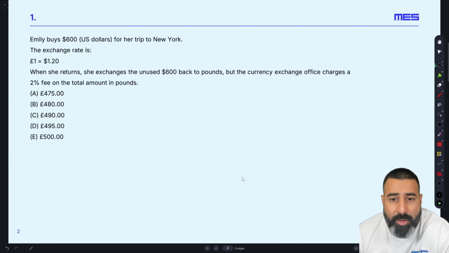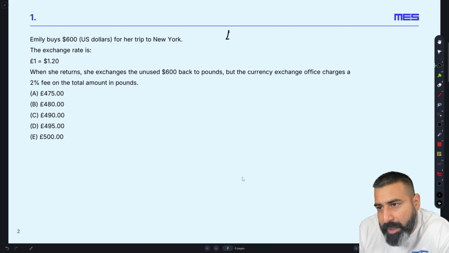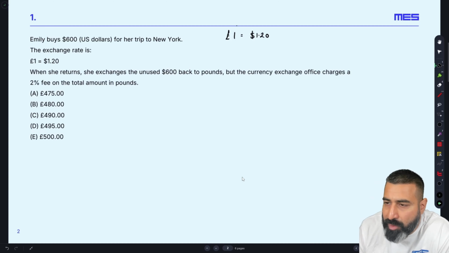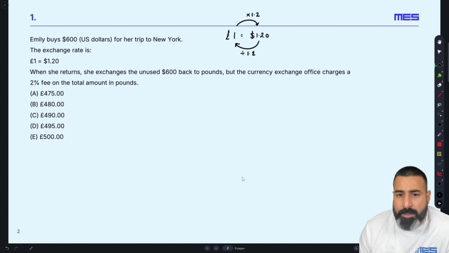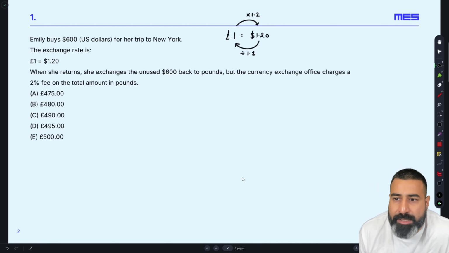Okay, the problem is we're trying to convert our dollars back to pounds. So we're given this relationship that £1 equals $1.2. So to go from pounds to dollars, I'm timesing by 1.2. And to go from dollars to pounds, I'm dividing by 1.2. Don't really like dividing by 1.2, but let's see how I can fix this.